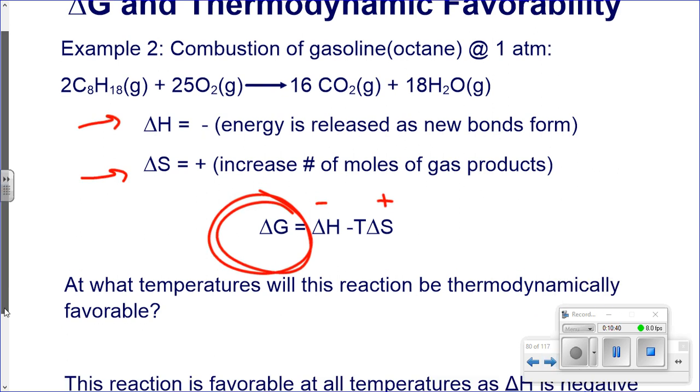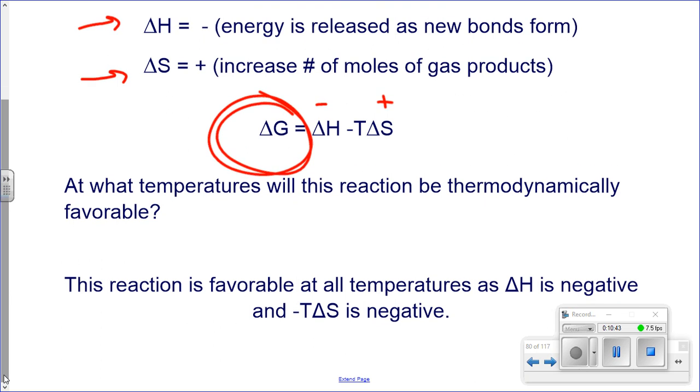As a matter of fact, I believe it is thermodynamically favorable at all temperatures. It doesn't matter what you plug in here, this will always come out negative because this is negative and this is positive. I believe there's a chart coming up on this. But whenever delta H is negative and delta S is positive, those are favorable things. You want delta H to be negative. Spontaneous processes tend to be exothermic.